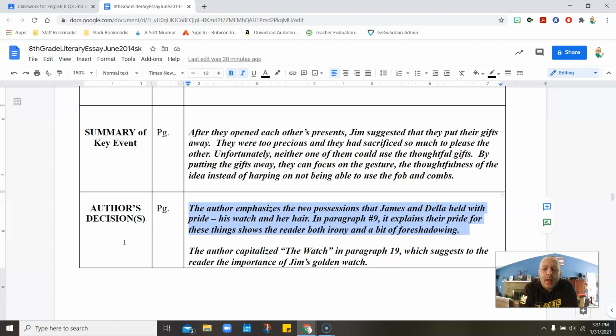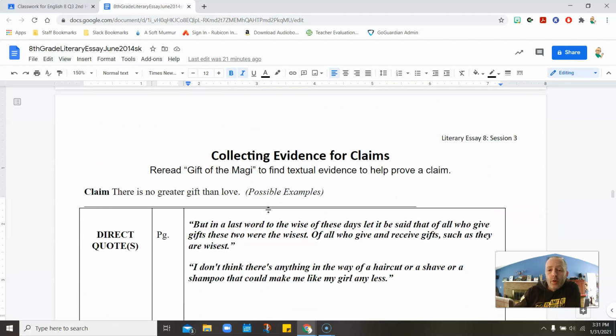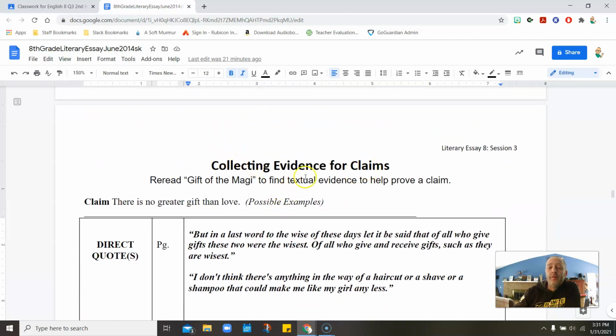The author capitalized the watch in paragraph 19. So he capitalized the T and the W in "the Watch," which suggests to the reader the importance of Jim's golden watch. Okay. So those are some of the author's decisions that show that they had something that was the most valuable to them that they were willing to give up without any problems whatsoever. So that is how you collect your evidence for your claim.